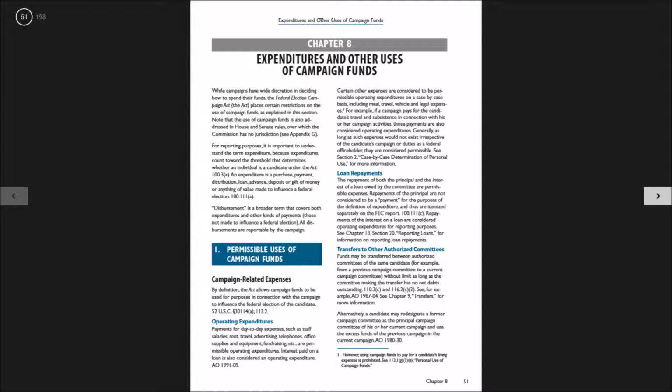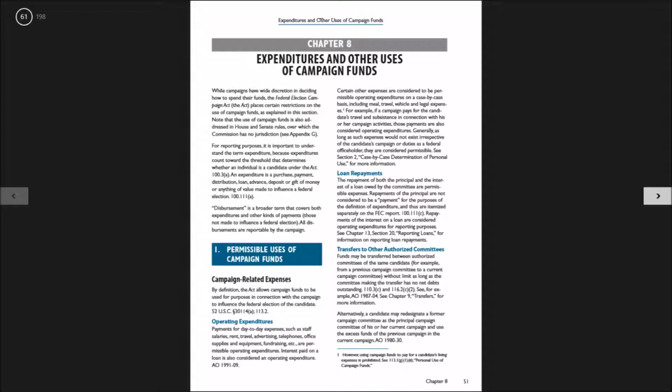Well, that's a lot of things. Certain other expenses are considered to be permissible operating expenditures on a case-by-case basis, including meal, travel, vehicle, and legal expenses. For example, if a campaign pays for the candidate's travel and subsistence in connection with his or her campaign activities, those payments are also considered operating expenditures. Generally, as long as such expenses would not exist irrespective of the candidate's campaign or duties as a federal officeholder, they are considered permissible. See Section 2, Case-by-Case Determination of Personal Use, for more information.